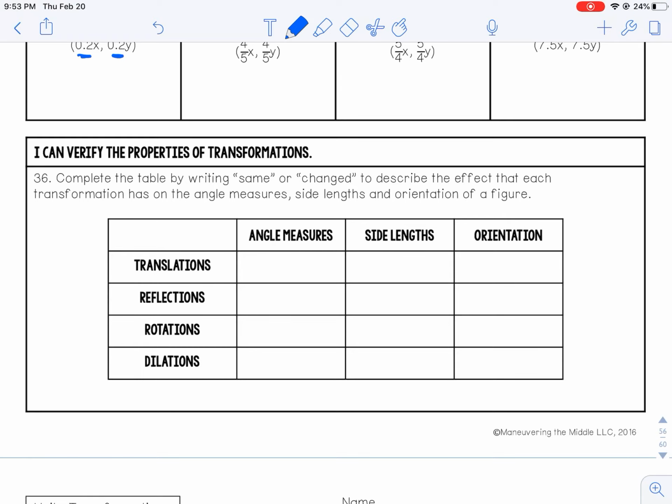All right, we also did this on the video that you guys did yesterday. You were trying to figure out if things are the same or changed. So remember, orientation is talking about the order of what the shape looks like and the vertices. Again, that should not take you very long at all.